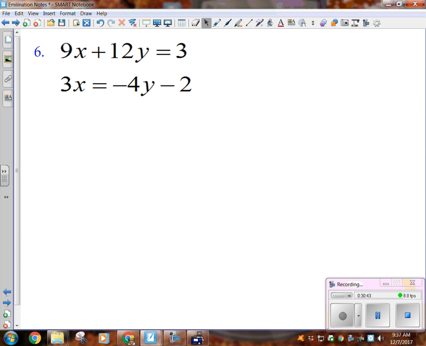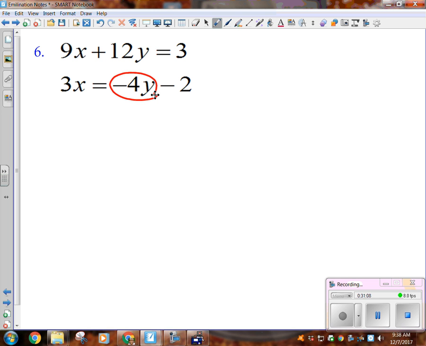I see a problem with 6. What's the first thing you notice? They're all positive. That's true. I see positives, but are my x's, y's, and numbers all lined up? No. I have x's and y's, and on the other side of the equals, I have my number. I'm going to have to move something. Something here needs to come to this side. What needs to come over here?